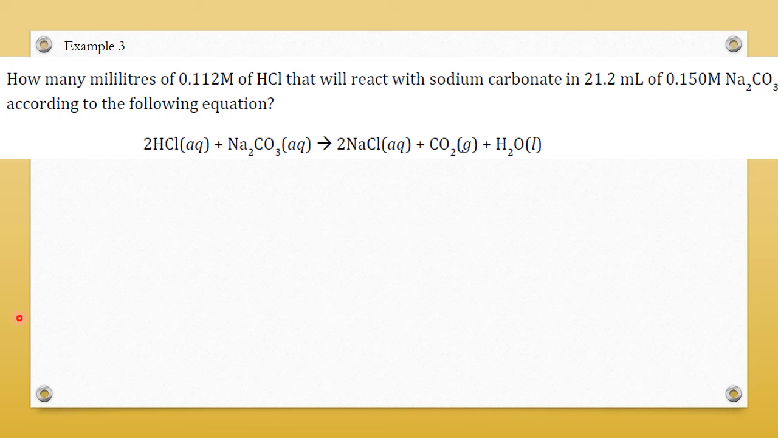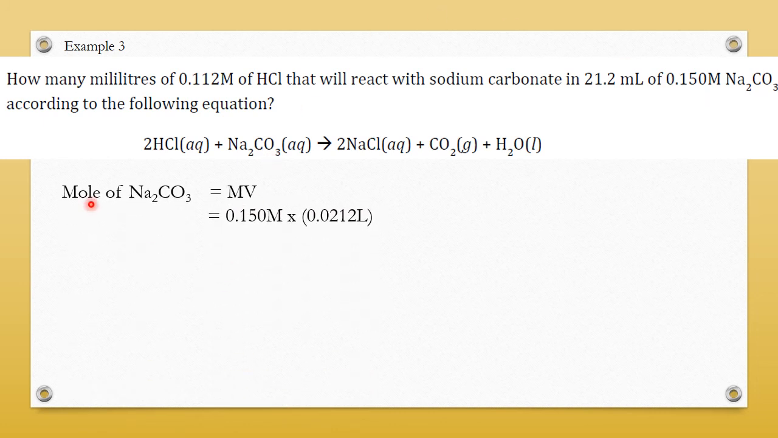Example number 3 is the calculation involved with the volume and concentration of solution. You are given the molarity of HCl and the volume and molarity of sodium carbonate. To find the volume of the HCl, we need to know the mole of the HCl. So first, we are going to find the mole of sodium carbonate.